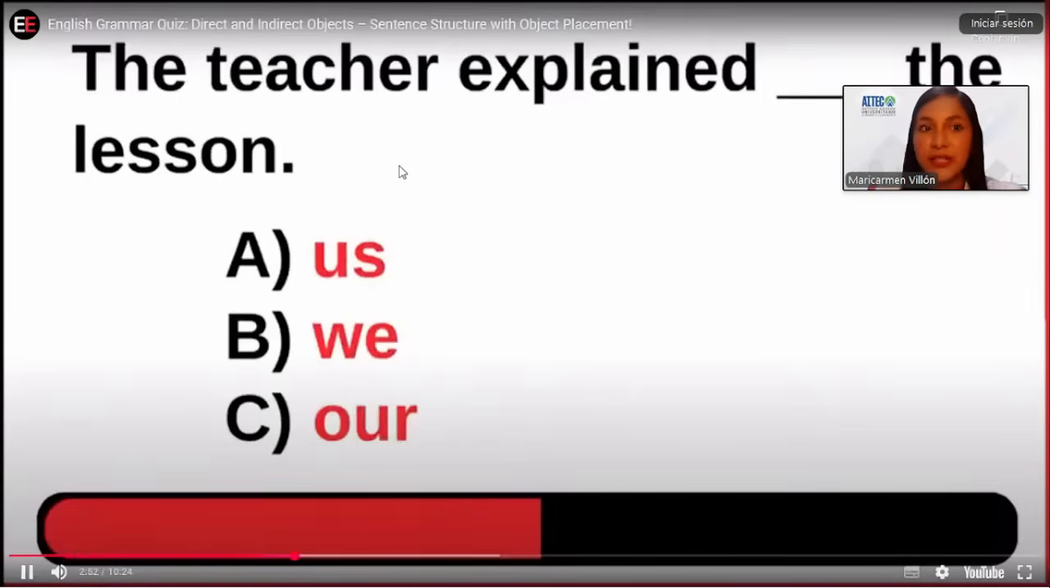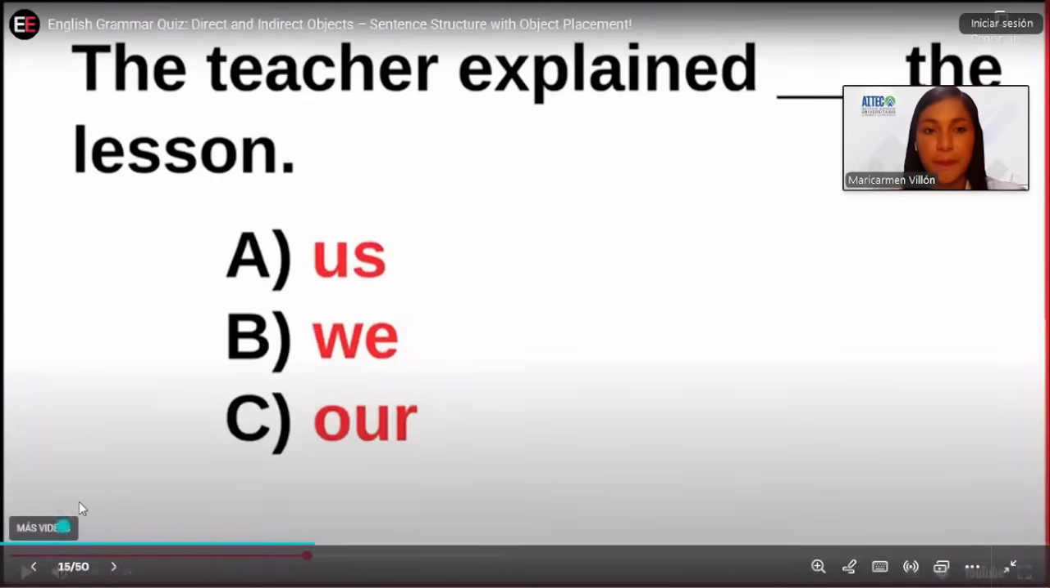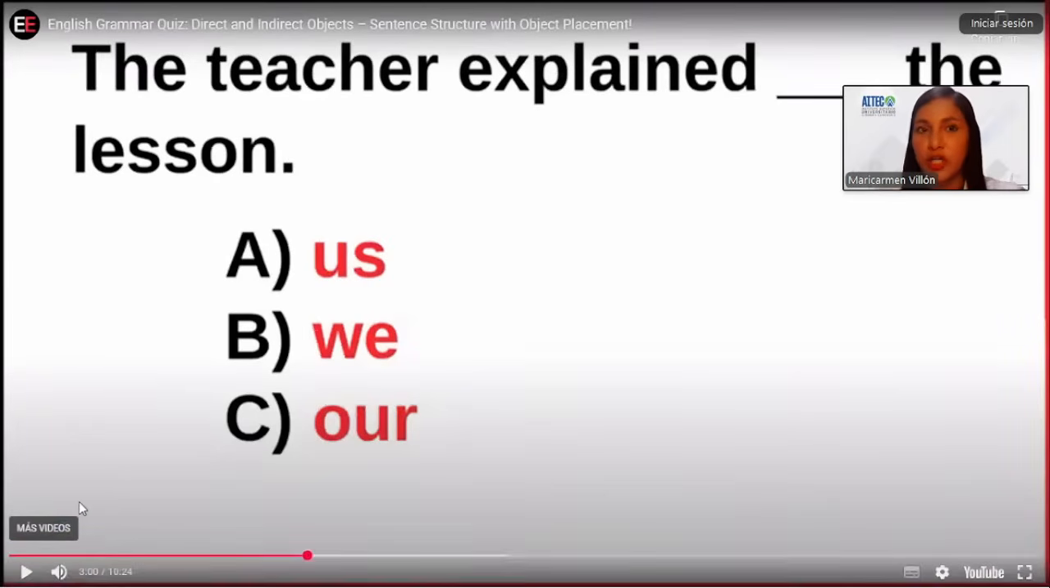It says, the teacher explain the lesson. We have 3 options: us, we, or our. What do you think it is? Let me pause the video. The teacher, subject, explain, verb in past, the lesson. The lesson, that's the thing, the direct object. What is the indirect object? Who receives the action?